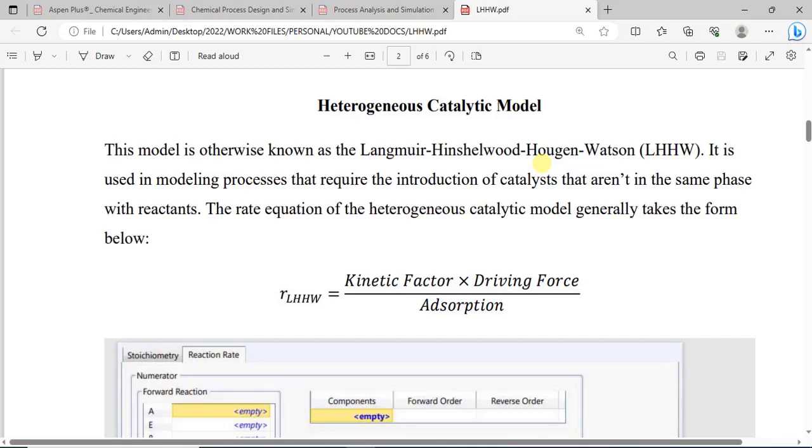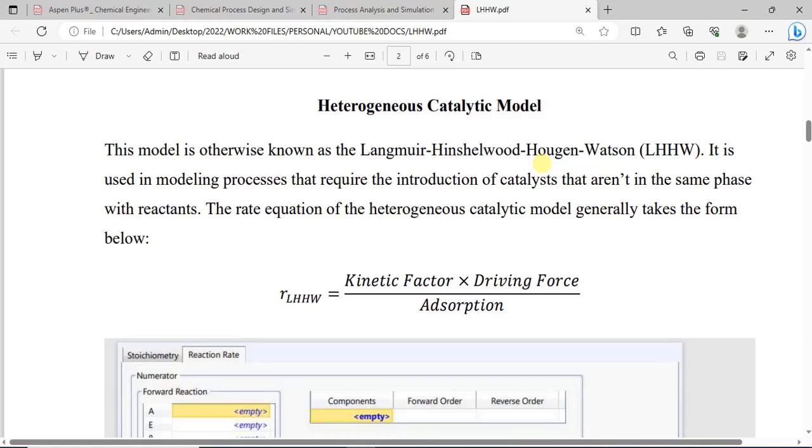So now we have the heterogeneous catalytic model. This model is otherwise known as the Langmuir-Hinshelwood-Hougen-Watson model, that is the LHHW. So if you see it like that in other cases, you know that we are referring to the heterogeneous catalytic model. You will see it as LHHW in Aspen Plus software, and you may see it like that in books or journals, right? So we're referring to the same thing.